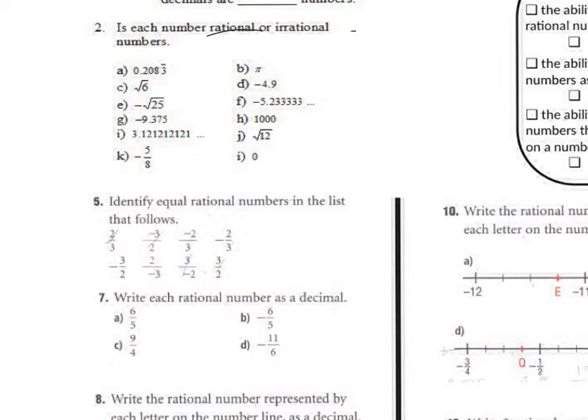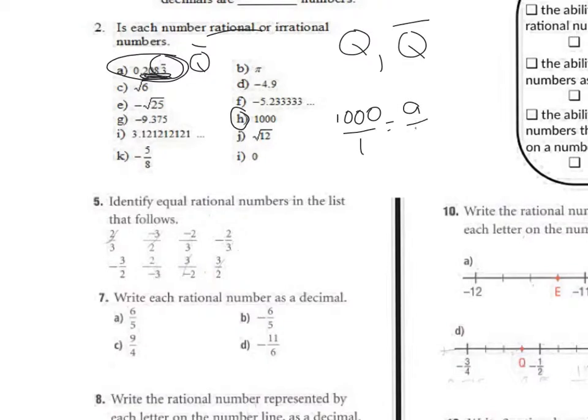So which ones of these are rational and which ones are irrational? All I'm going to look for is any number that I can write as a fraction, a over b, and b is not 0, or a terminating decimal, or a repeating decimal. So this number repeats, however, all must repeat. So this one here would have to be an irrational number. H, 1000, can be written as 1000 over 1, which is my a over b, and b is not 0, so this is rational.